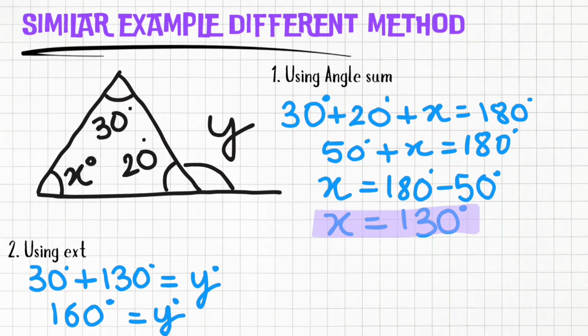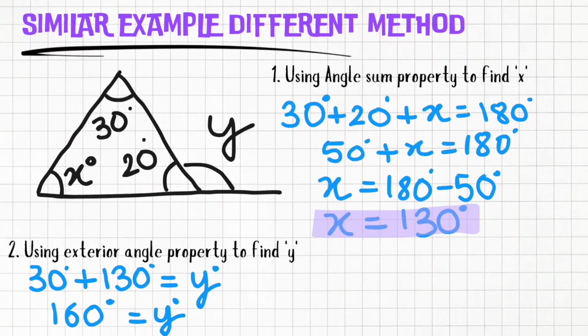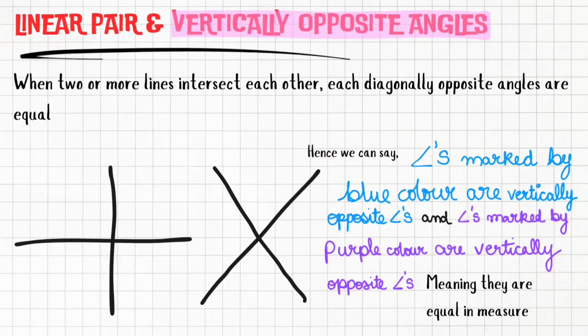Here's a similar example using different methods. First, looking at it, I need to find angle X and angle Y. Using angle sum property, I can figure out my angle X, which comes as 130 degrees. Now using my exterior angle property, I can find my angle Y that would give me 160 degrees.